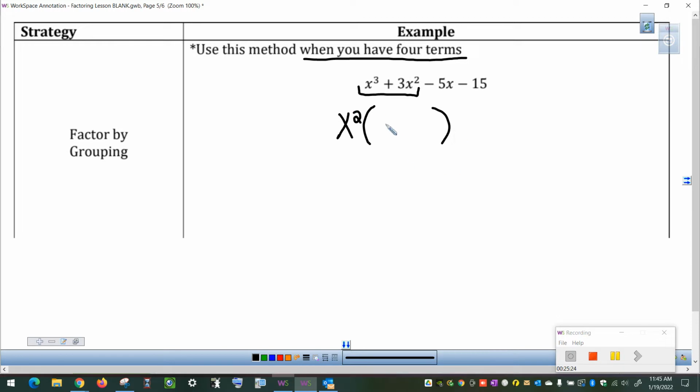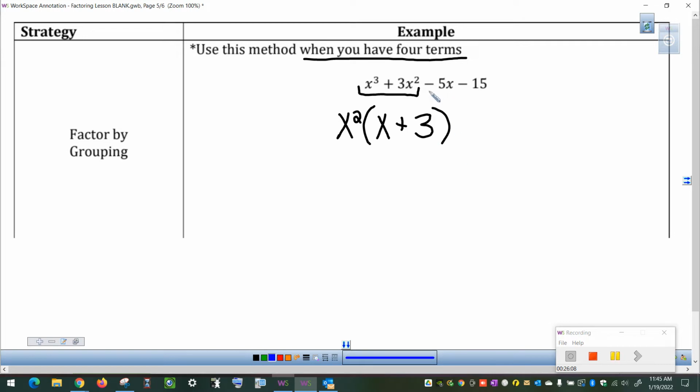And so in the first position here, we should just have a single x left over. And if you think about doing this with a distributive property, like x squared times x, sure enough, that's going to get us back to x to the third. Bring down the plus sign. And because we took the x squared out of the second term, the only thing that we're left with is just the 3. All right, so that is the first part of this.